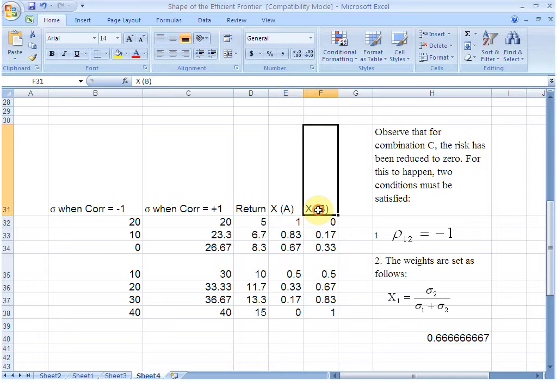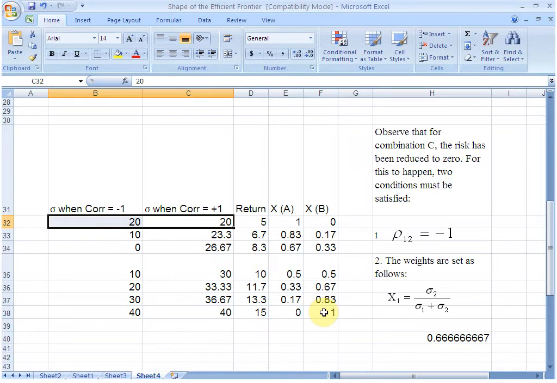XA and XB stand for the weights that we put on both these assets, and we are oscillating between two extremes. This is the first one where you choose to invest your entire money in asset A alone. That is why we have a 1 here in this cell, indicating to us that 100% money goes to asset A and 0% money goes to asset B. Therefore, what we are going to fetch is a 5% rate of return along with a risk of 20%.